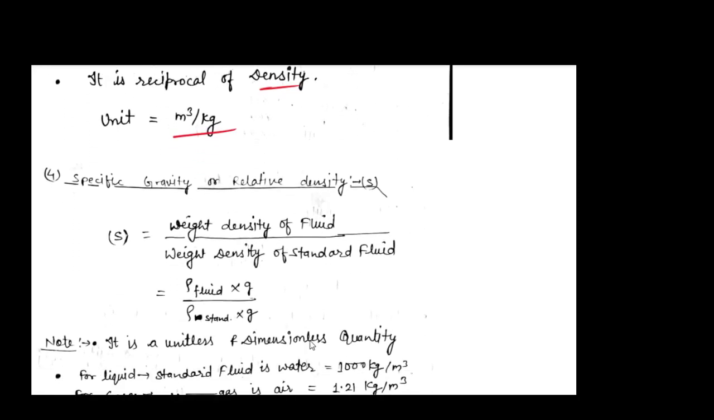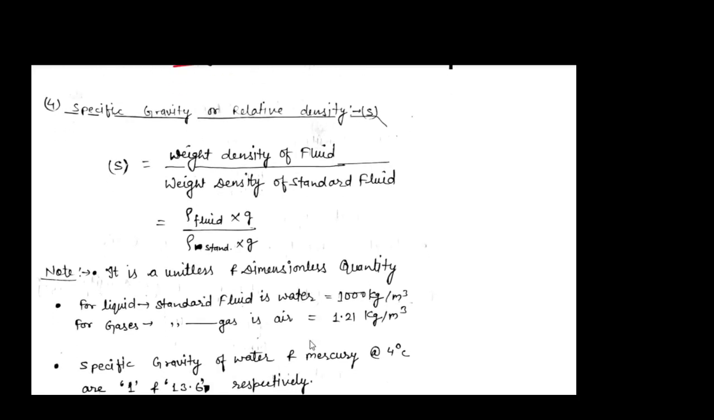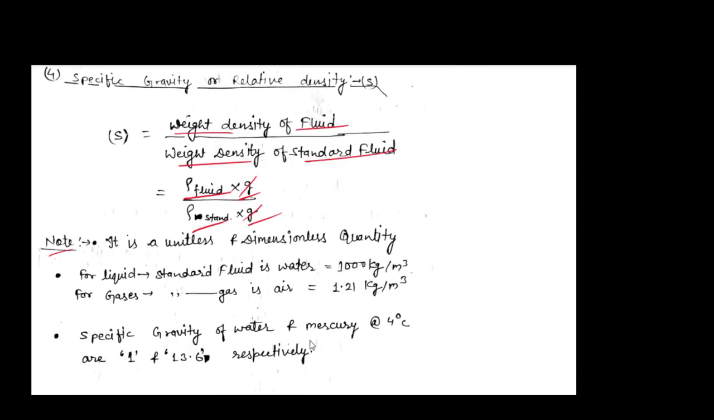The fourth one is specific gravity or relative density. It is the ratio of the weight density of a fluid to the weight density of a standard fluid. The standard fluid is water. For any other fluid whose weight density is known, the formula becomes rho of fluid into g upon rho of standard fluid into g. So g cancels out. Note that it is a unitless or dimensionless quantity, because both the numerator and denominator have the same units.